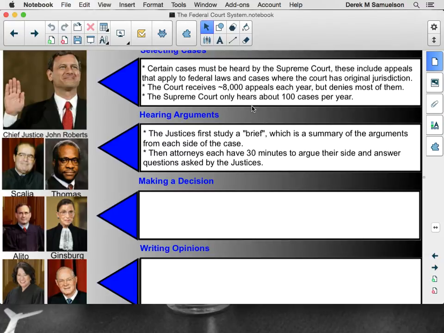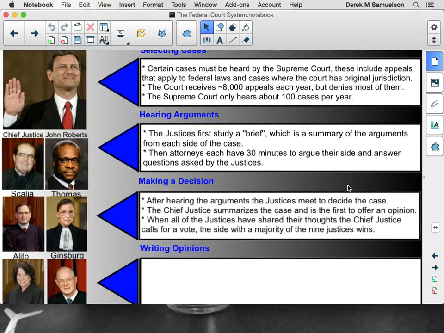But once the case is accepted and you've reviewed that brief, the attorneys for the accepted cases, now we're talking about the 100, are called into the Supreme Court, and they each have 30 minutes to argue their side. 30 minutes, that's it. And then you have a question and answer session by the justices. This could go 2 minutes, this could go 2 days. We don't know how long the question and answer section of a case may last. Sometimes they do last quite a long time.